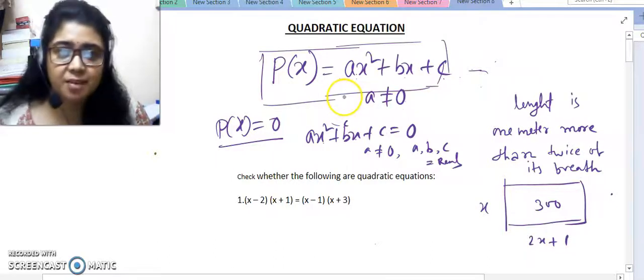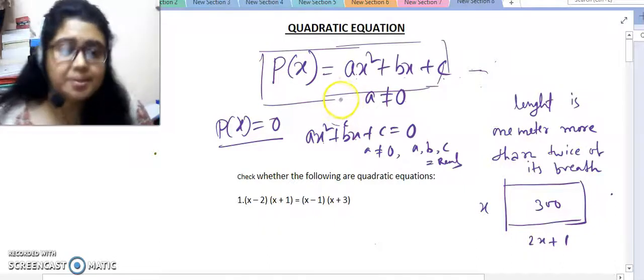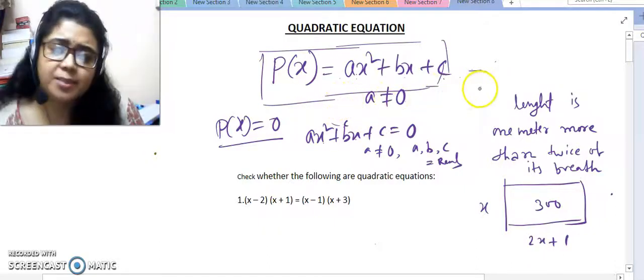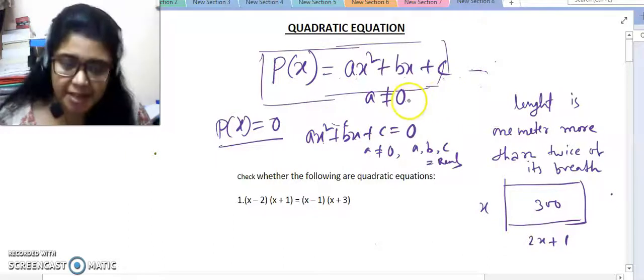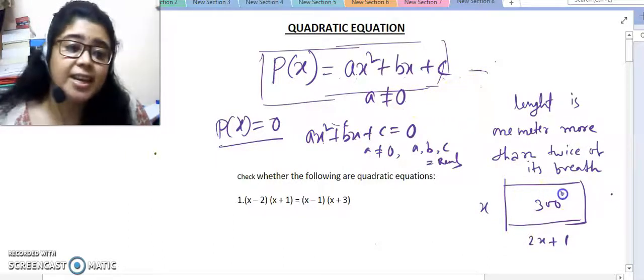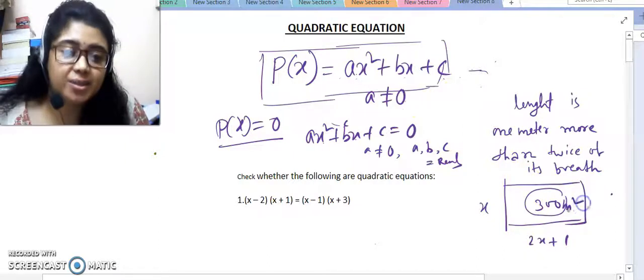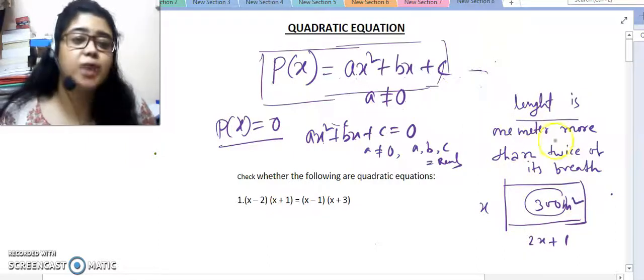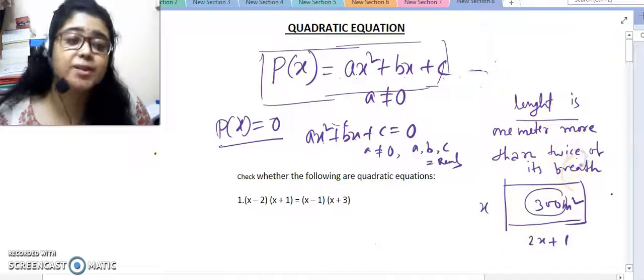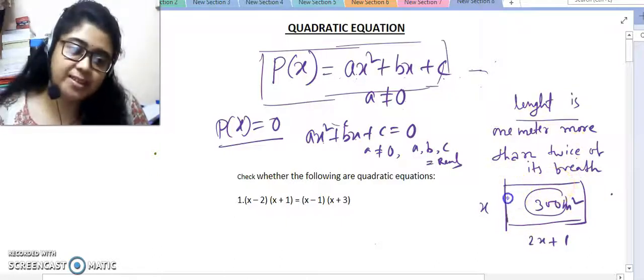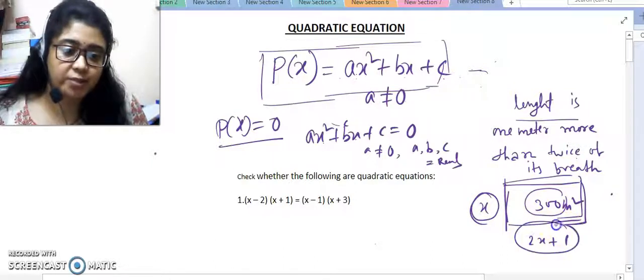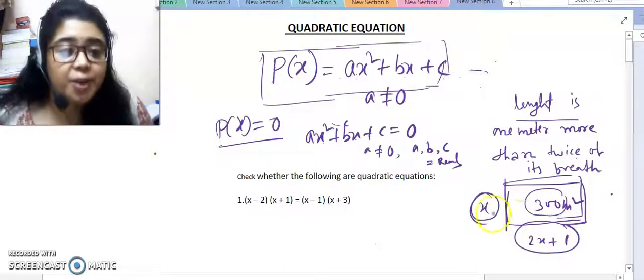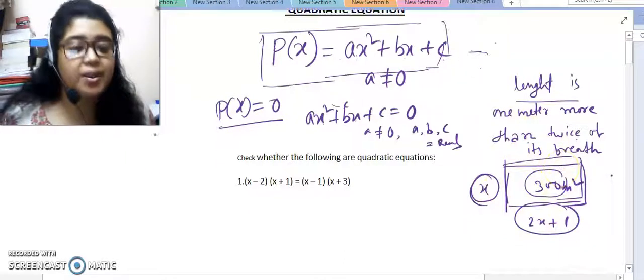Now friends, in our basic example, suppose your father wanted to build a study room for you. The area of that room should be 300 meters square and the length is 1 meter more than twice its breadth. So the breadth is x, it is a rectangular room, right? Breadth is x and length is 2x plus 1. Now find the value of your length and breadth. How can you do that?